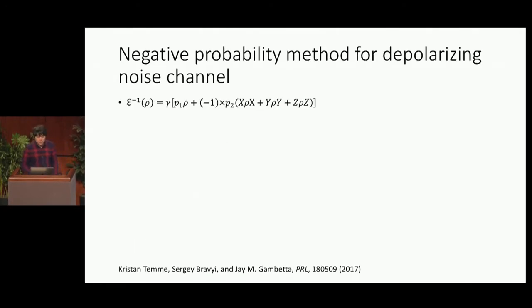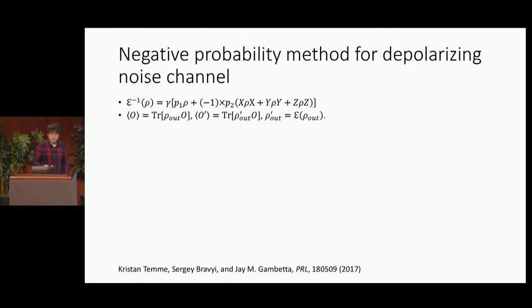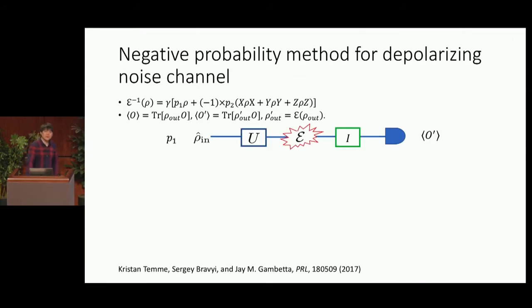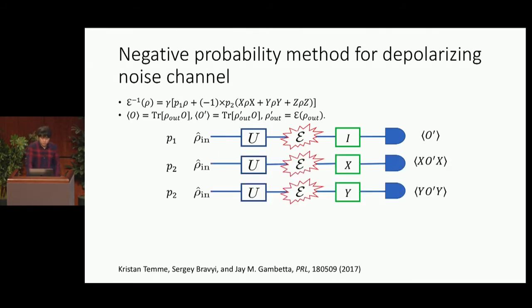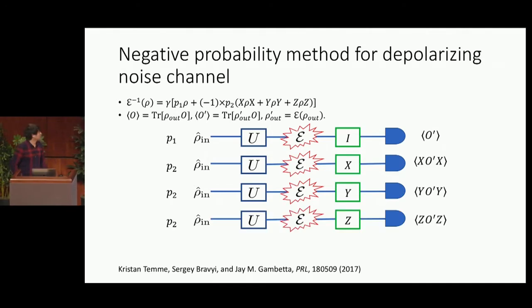But we should remember that instead of realizing the inverse channel, what in practice we need to do is to get the noiseless value. So here we denote the noiseless value as O and the noisy value as O prime. And then the negative probability method works as follows. With the probability P1, we add nothing, so we just add the identity operation to the process. And then with the probability P2, we randomly add X, Y, Z operations to the process.